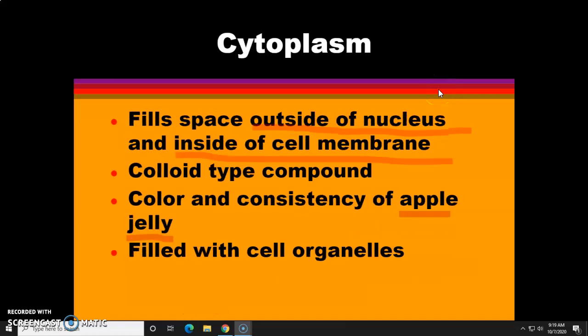Now, let's talk about the cytoplasm. It fills the space outside of the nucleus and inside the cell membrane. It's a colloid, which we learned about when we did solutions, and it's the color and consistency of apple jelly. You may have seen it's like grape jelly. It just has a different color. I don't mean it tastes like that. I don't mean that's what it's made of, but that's just the color and consistency of it, and it's just filled with these little cell organs, these organelles.